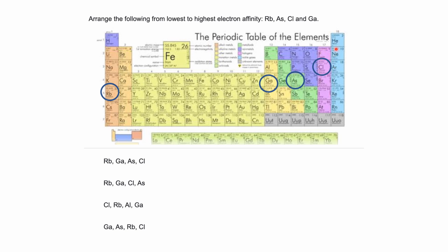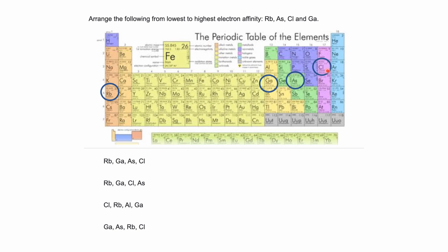And then we have chlorine, which is a halogen gas, and above it is fluorine, which is the element that has the highest electron affinity. So we can say that the element that's going to have the highest electron affinity of the given elements is going to be chlorine. And basically now we can just see: okay, this is the lowest, then we have gallium, arsenic, and chlorine.